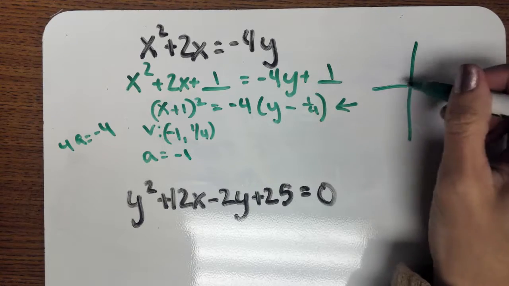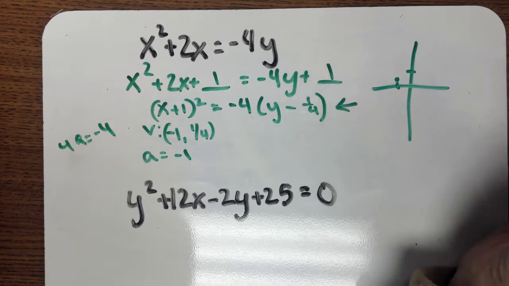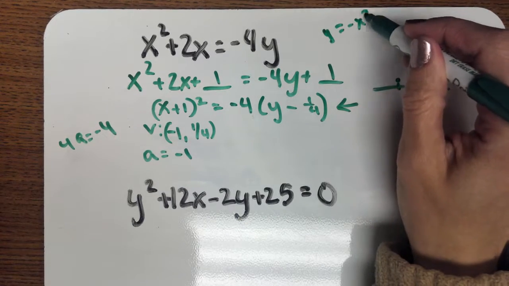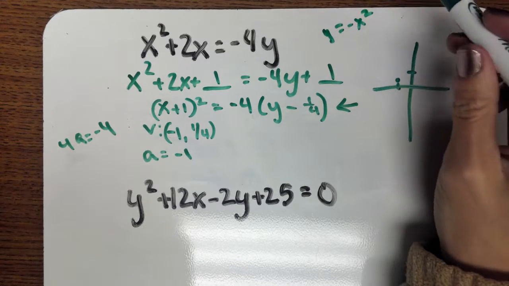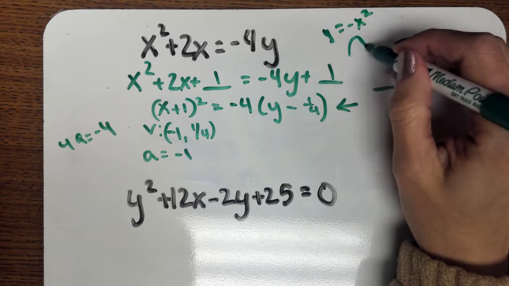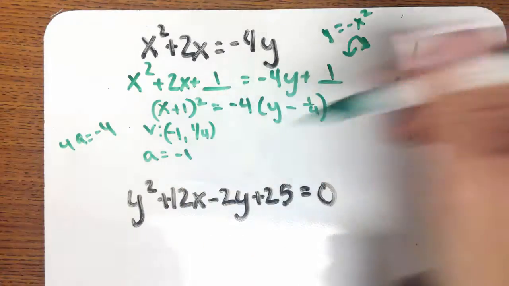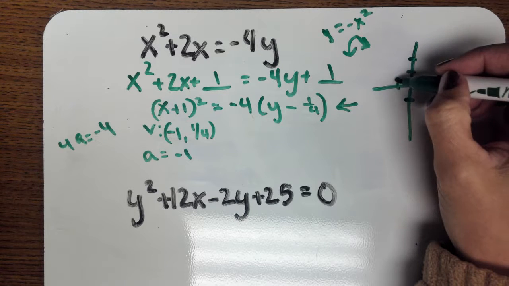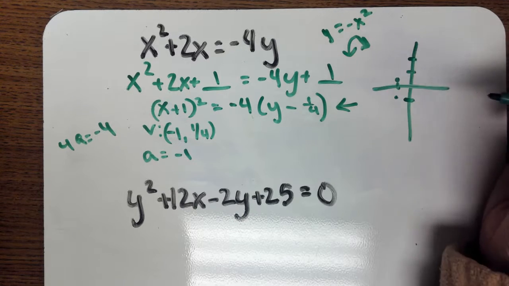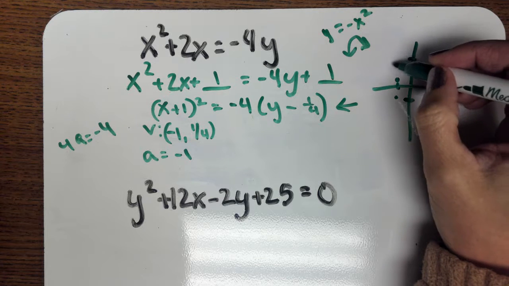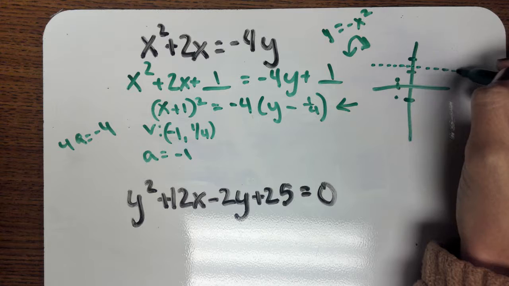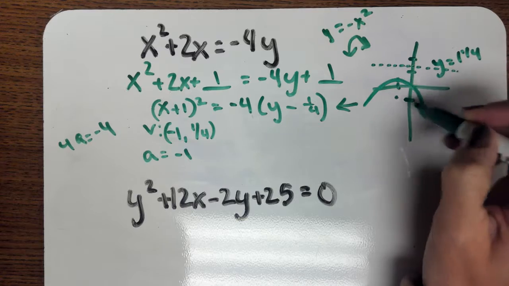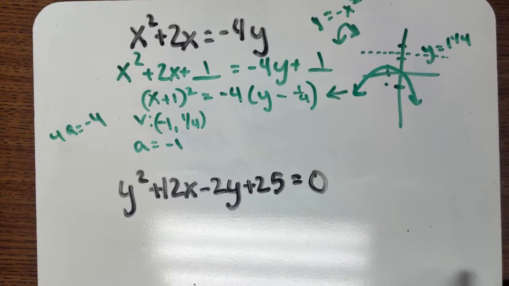So as a sketch, I would plot my vertex. It's right there. It's a y equals x squared graph. Y equals -x squared, I should say. So that tells me that if I were to graph it, it's going to go upside down. My a value is -1, so I'm going to go up 1 and down 1. And let's see, I was at 1/4, so I'm now at -3/4. That's my focus. And then my directrix is going to be the line y equals 1 and 1/4. And it didn't ask you to sketch, but that's what it would look like if you were.